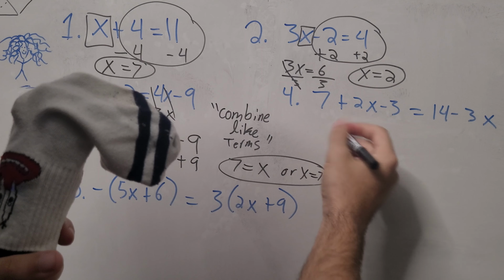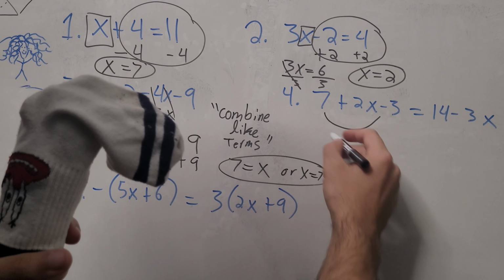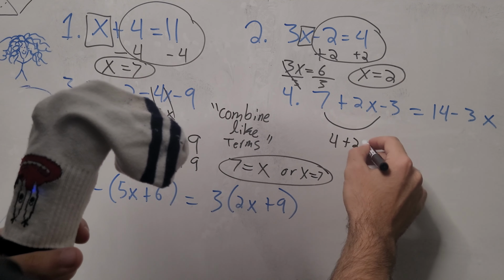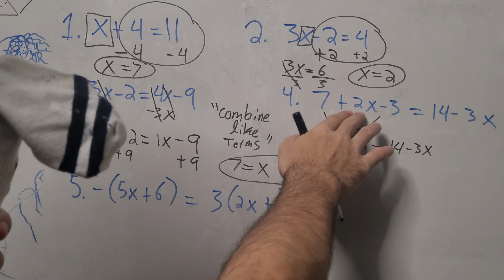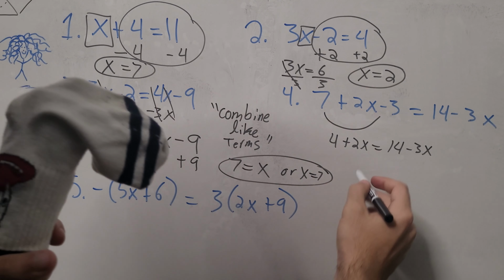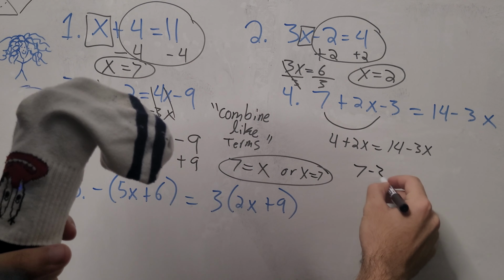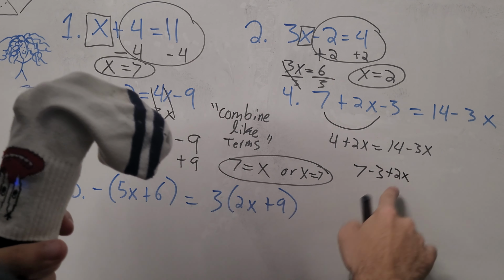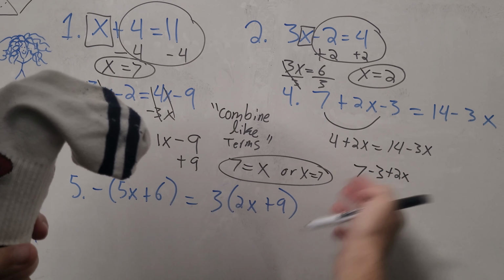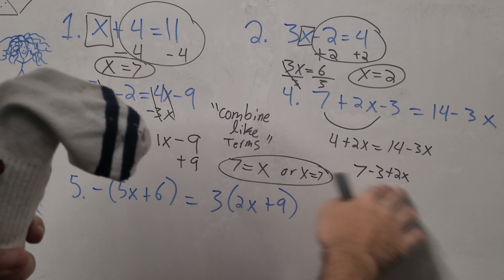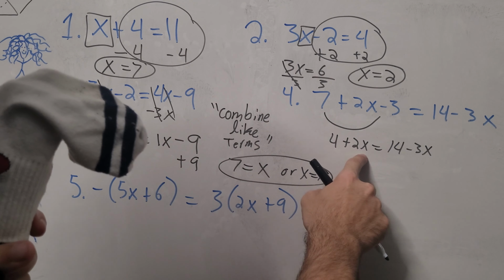You are allowed to combine the 7 and the negative 3 first, giving us a 4 plus 2x equals 14 minus 3x. The property we utilize here is the commutative property. What happens is we are allowed to switch places with the 2x and the negative 3. So this is what I did in my head. We are allowed to, like I said, switch those places, allowing us to combine the 7 and 3 first. Anyways, that's how we have 4 plus 2x.